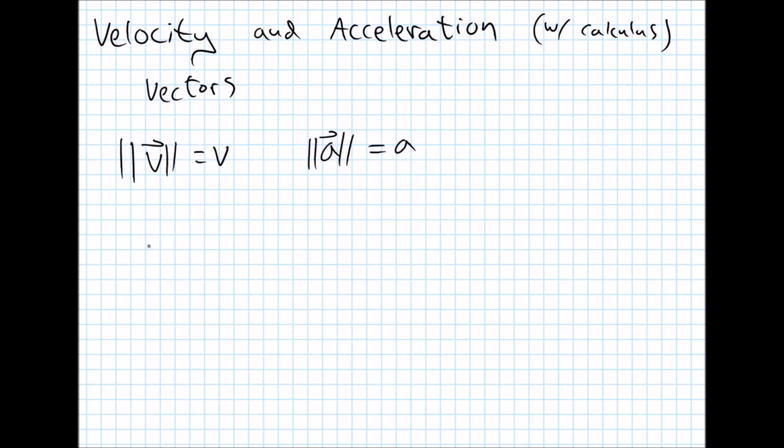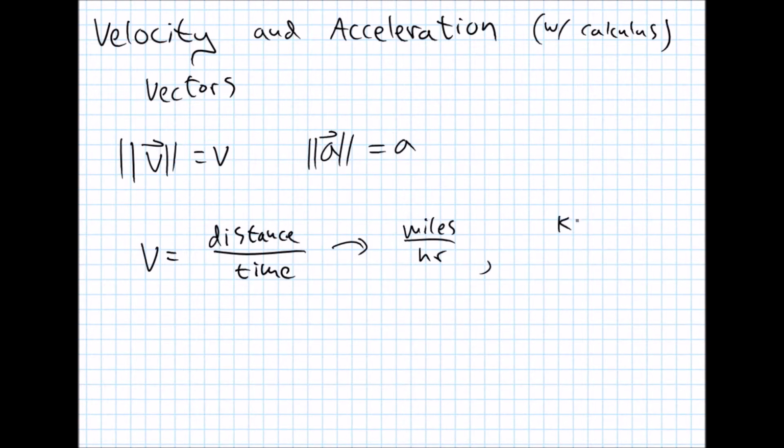So, the magnitude of velocity is simply distance over time, which you already know, I'm sure. This could be in miles per hour, or kilometers per hour, or whatever you prefer. In physics, we prefer meters per second, because our equations are set up to require meters per second, many of them.